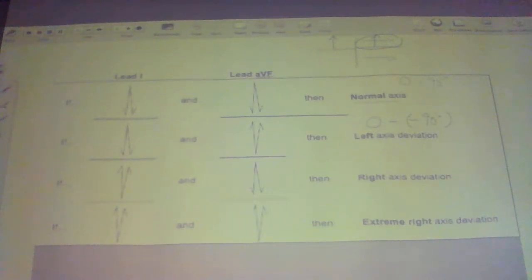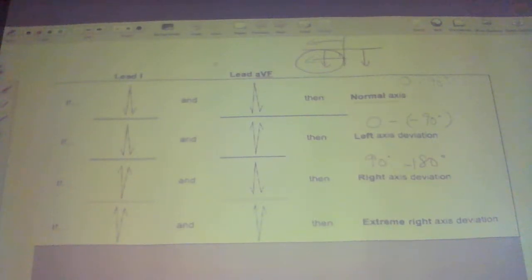All right, let's take a look at the two remaining guys here. We'll reestablish our grid. There's our grid here. And in this case, we have a negative lead 1. In order for us to have a negative lead 1, we must be traveling somewhere in this direction. And in addition to that, we have a positive AVF, which means we must be traveling in this direction. Our overlap is in this quadrant, and this quadrant signifies 90 degrees to 180 degrees. This is known as right axis deviation.